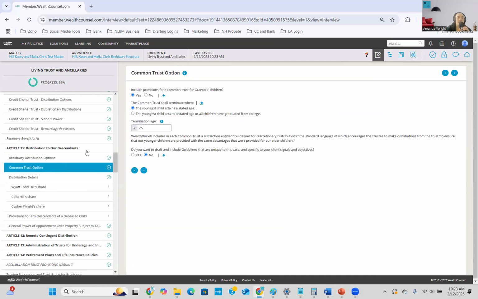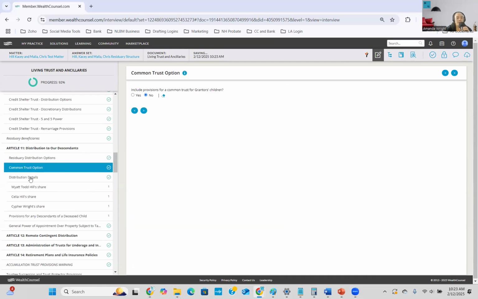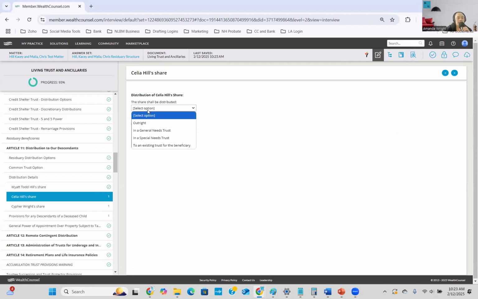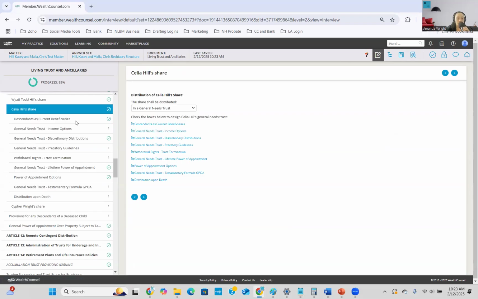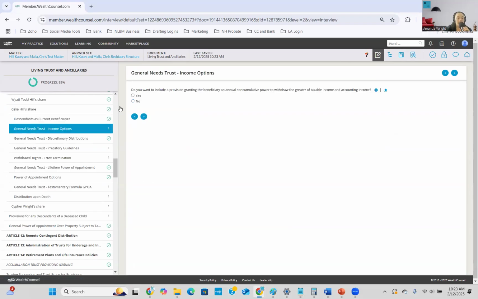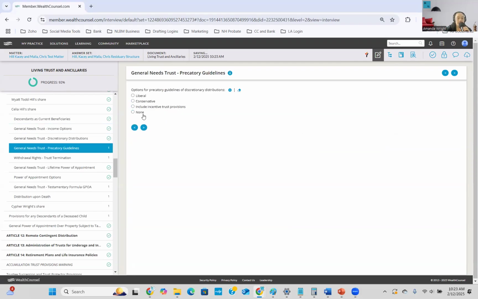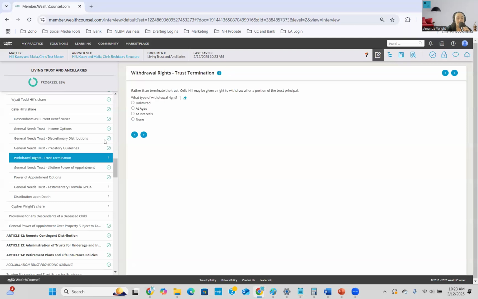Let's change it up. All right, so we're going to remove our common trust now, and here are our distribution details. Wyatt is responsible. He is going to get his share outright and free of trust. Celia is not responsible at all, so she's going into a general needs trust, and we're not going to give her a lot of power here. We're going to draft this super conservatively here. We need some asset protection. She's going to have no withdrawal rights because it's for her lifetime.